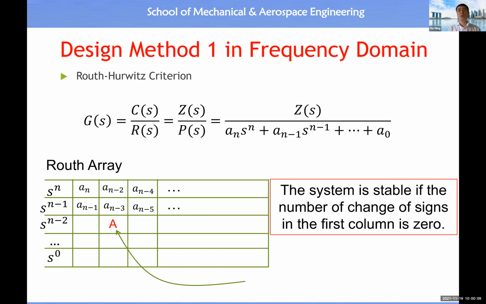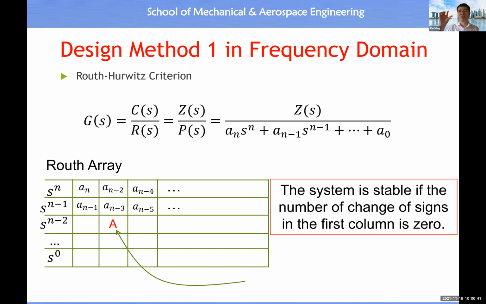So in frequency domain, we will do the Laplace transform. Then we have this transfer function, which is a ratio between the Laplace transform of output and the Laplace transform of input. And here I show you the result, okay? Input here means a desired output, all right? So this is the desired output, this is the actual output, and this is equal to the ratio between two polynomials of S.